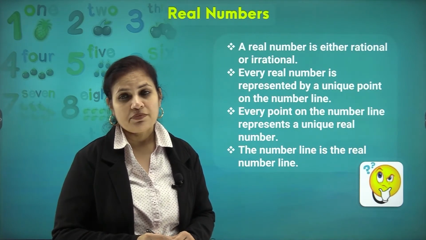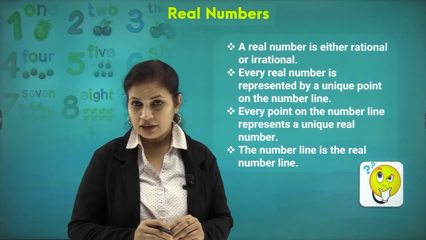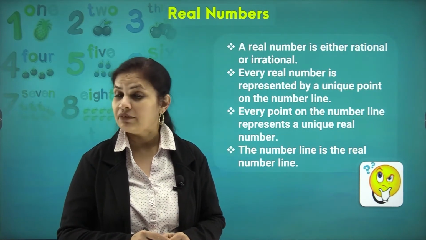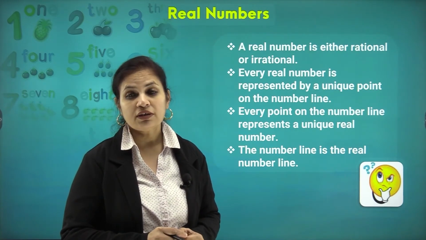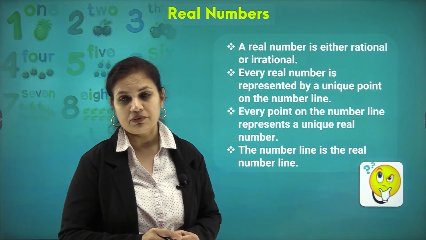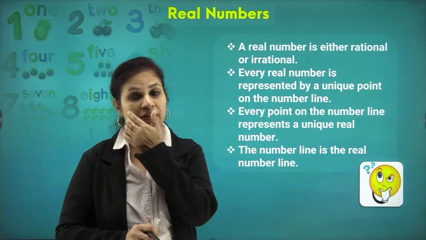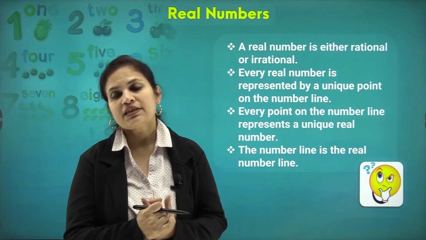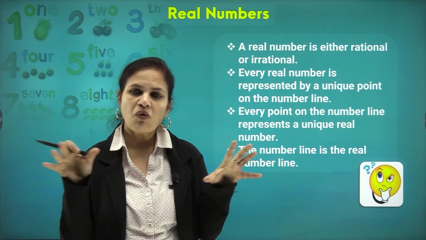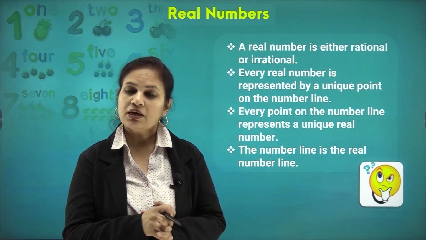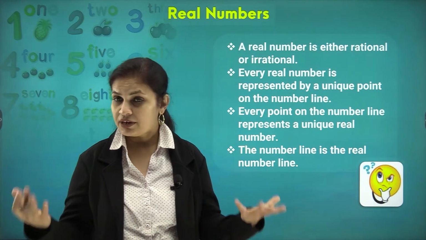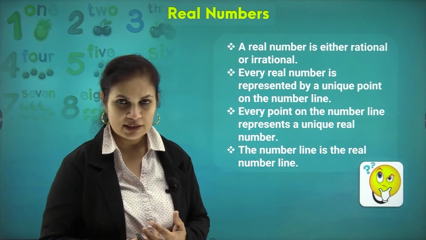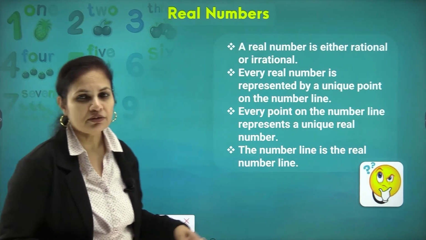Every real number is represented by a unique point on the number line. Yes, even the irrational numbers can be represented on a number line, and we have techniques for doing that. Every point on the number line represents a unique real number. So the number line which we will be discussing now is the real number line, because all the real values of a number can be represented on that line. There is also a number line for numbers which are not real, the complex numbers, but we'll be studying the real numbers for the time being.